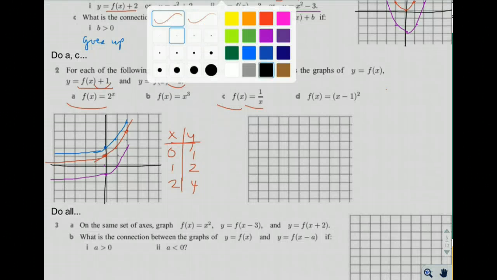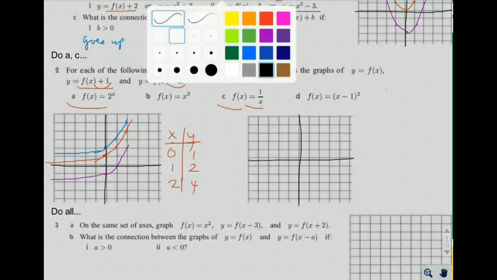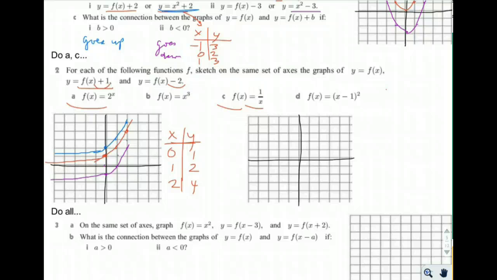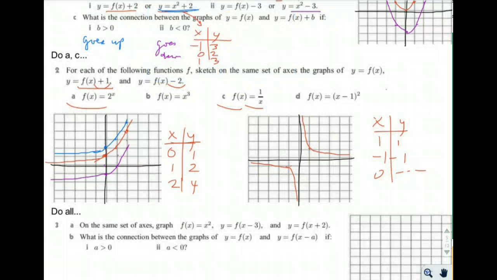So first we're going to draw the axes, and then we'll draw the original function. And if you don't remember what this looks like, it's a hyperbola. You may make a little table and put in some values, like 1 is going to be 1, negative 1 is going to be negative 1, 0 is an asymptote. So you're going to see by plugging in some values that it is a hyperbola.